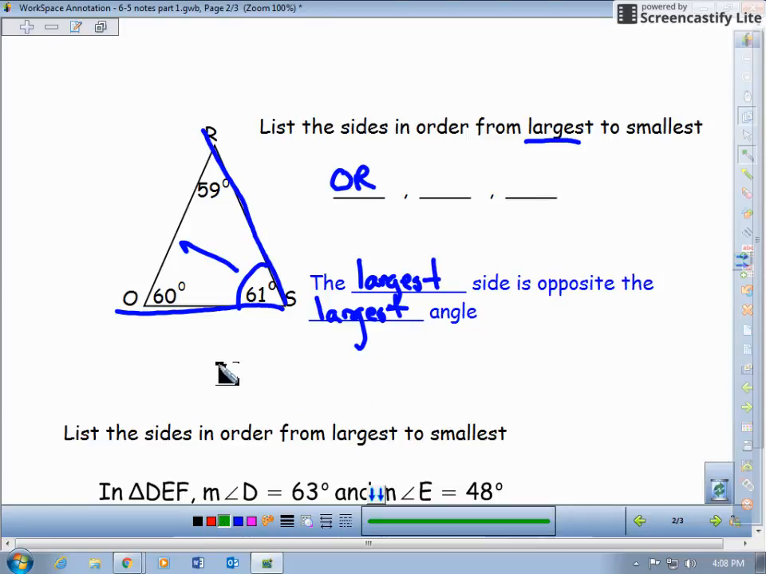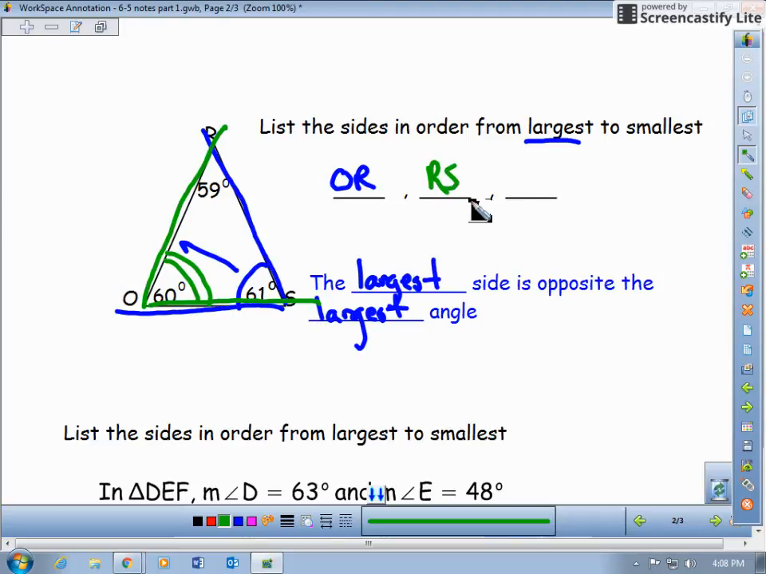Now, the next largest side would be opposite the next largest angle, which in this case would be the 60. Notice that its sides open up to be 60 degrees. And so RS would be the next largest side. And then the smallest side would be opposite the 59, which is OS.